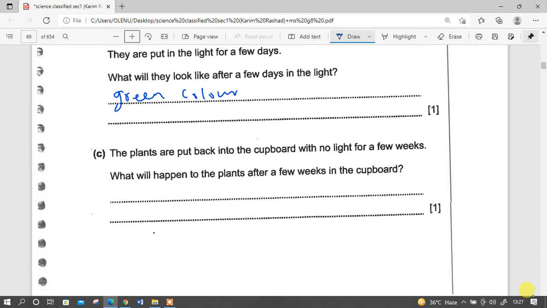Next, the plants are put back in the cupboard with no light for a few weeks. If there is no light in the cupboard, then it will not photosynthesize. What will happen to the plant after a few weeks in the cupboard? They will die.